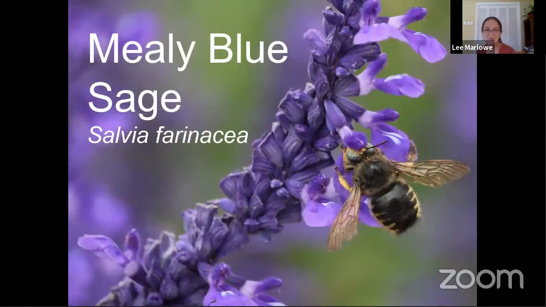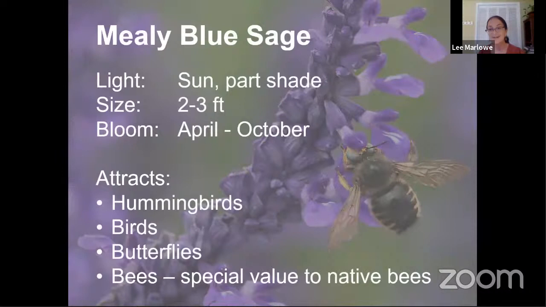Okay, the next one is mealy blue sage. This is one of my favorites. If you get any plant, get this one. This one covers a lot of different elements here. So it tends to be in sun to part shade. In natural areas, I see it growing along woodland edges commonly. It gets to be about 2 to 3 feet tall, and it can bloom from April to October. It attracts hummingbirds, birds, butterflies, and it's been identified by the Xerces Society as having special value for native bees.